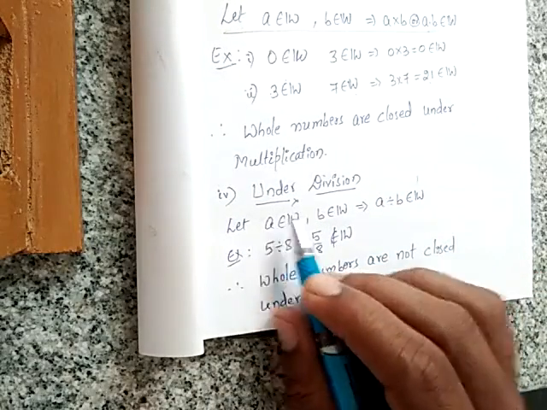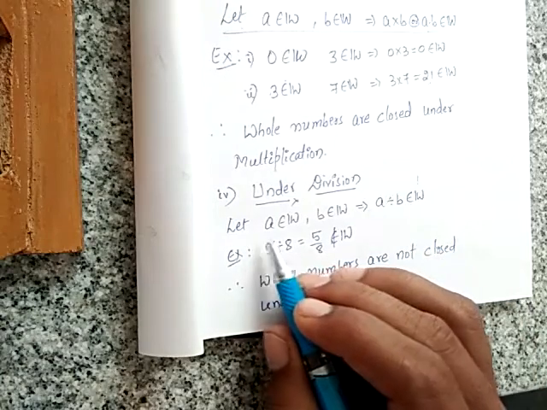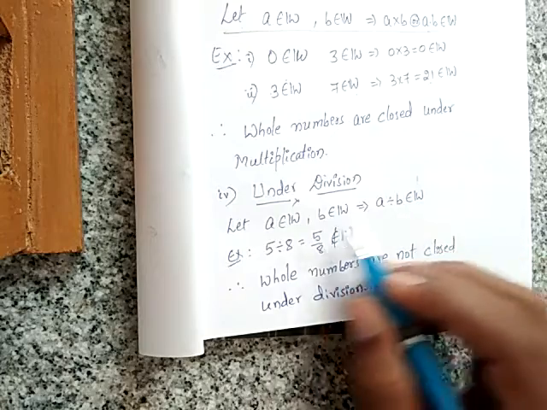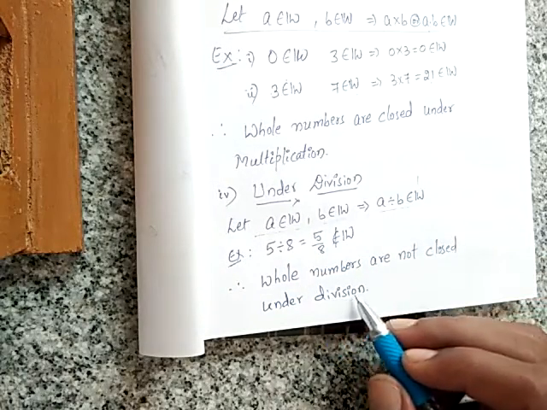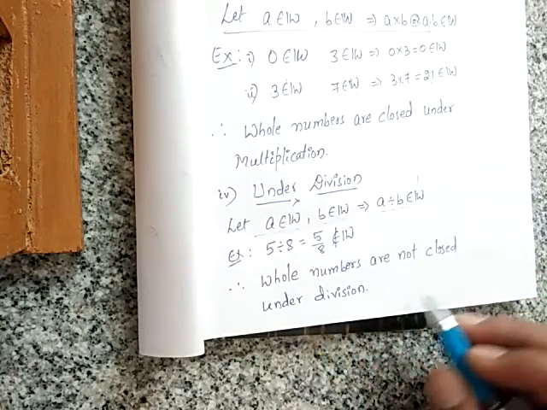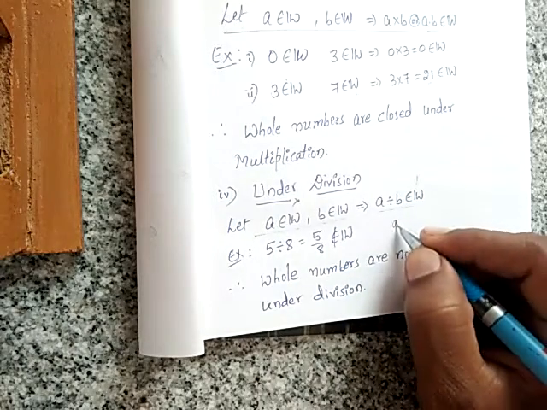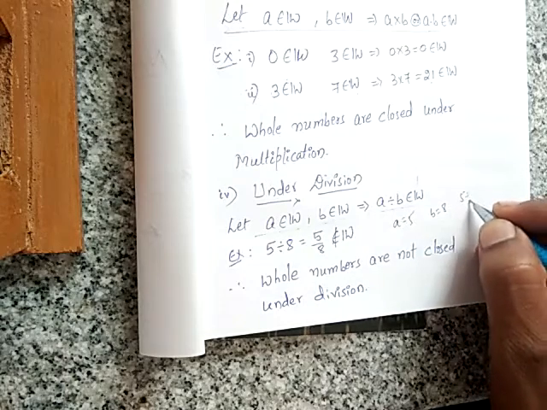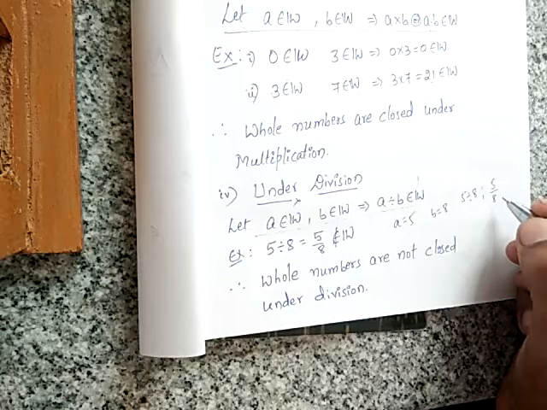Similarly, we will go for division. Okay, so here one condition I have written, A belongs to W, B belongs to W, then A divided by B belongs to W. Okay, if it satisfies, then we can say that whole numbers are closed under division. If it does not satisfy this condition, we can say whole numbers are not closed under division. So for example, I have taken here A is equal to 5, B is equal to 8. So you divide 5 by 8. 5 divided by 8 means what? 5 by 8.